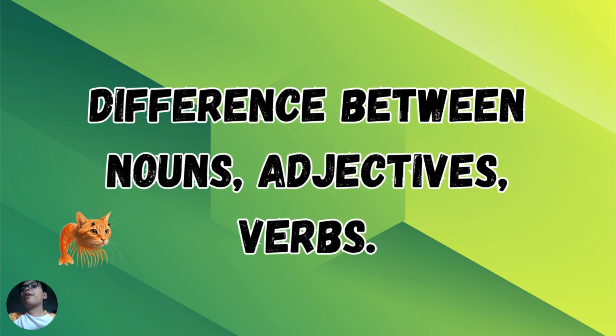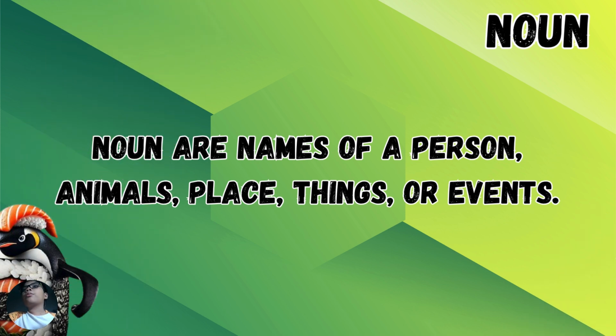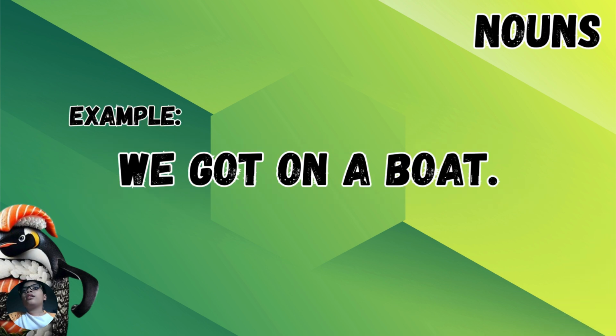Difference between nouns, adjectives, and verbs. Noun. Nouns are names of a person, animals, place, things, or events. The example is: we got on a boat. The noun is we.